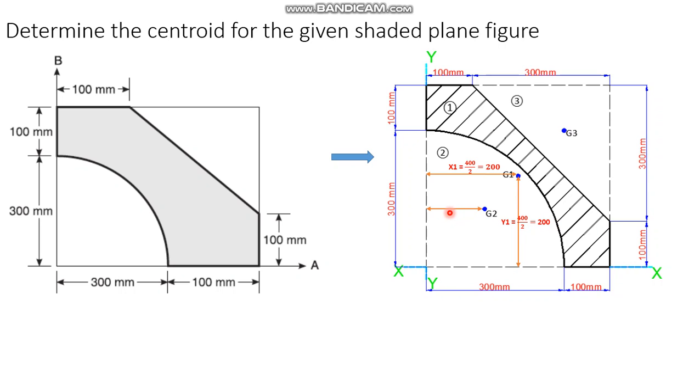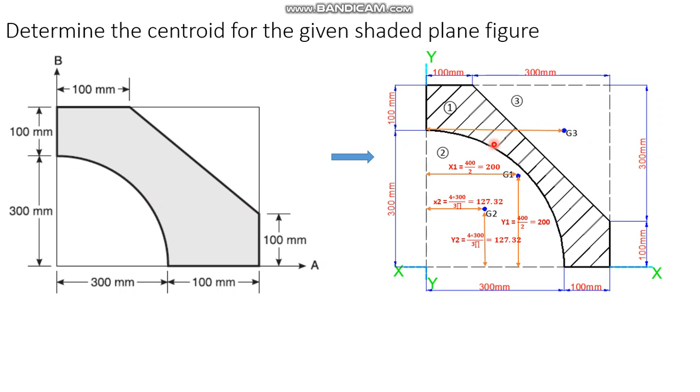Then x2 is the centroid from the y-axis. Since you have a quarter of the circle with radius 300, from this point it is 4r by 3 pi, 4 into 300 by 3 pi, you will get 127.32 mm. Similarly y2 is also the same distance, so you'll have 4r by 3 pi, once again 127.32 mm. Next, G3 is the centroid of the right angle triangle.